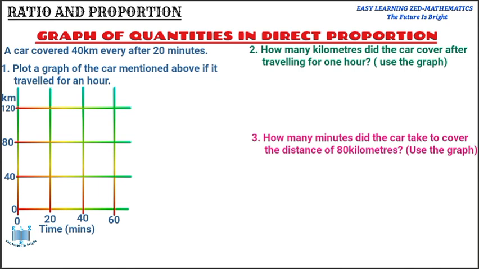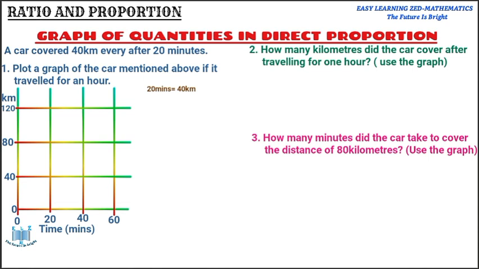What will help me to plot the graph is the statement given. We are told that 40 kilometers was covered every 20 minutes. So if the car started off at 0 minutes, then it covered 20 minutes. That means it took 20 minutes and covered 40 kilometers. So I'm going to write 20 minutes is equal to 40 kilometers. If this car was to move an additional 20 minutes, it will cover an additional 40 kilometers.